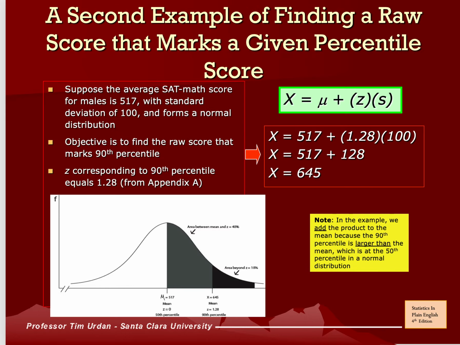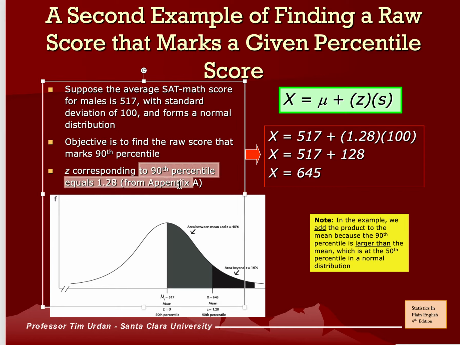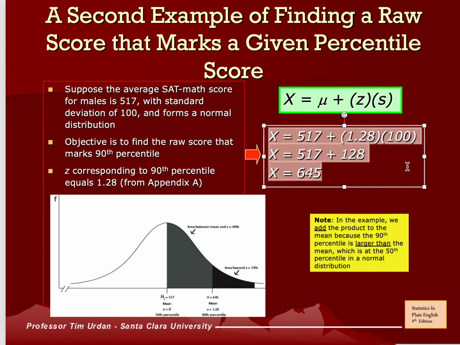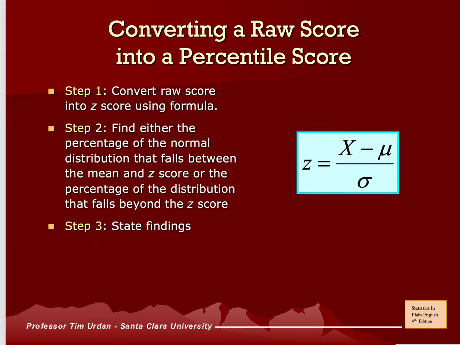A second example of this would be if I'm supposing the average SAT math score for males is 517, so the mean. The standard deviation is 100, and it forms a natural normal distribution. If I want to find the raw score that goes with the 90th percentile, I'm going to go into my chart in Appendix A and find which one corresponds to a probability of 90th percentile, which is over here, and that's going to be 1.28. Then I'm going to reverse engineer that into my z-score formula to get a raw score of 645.